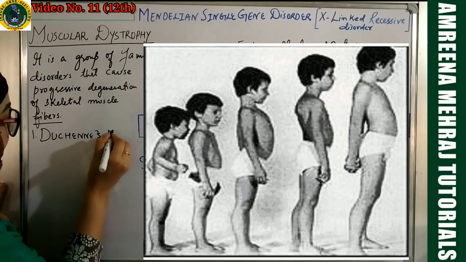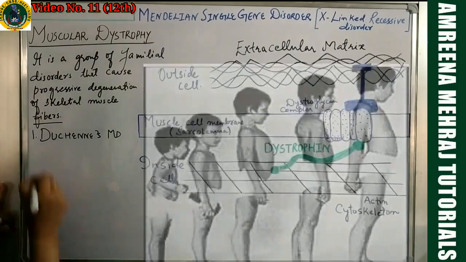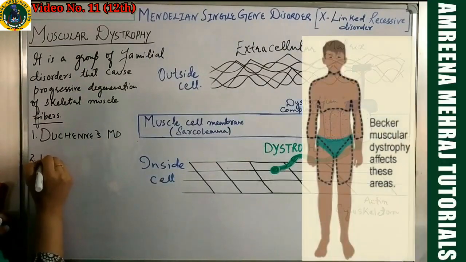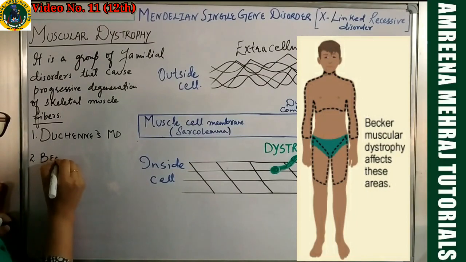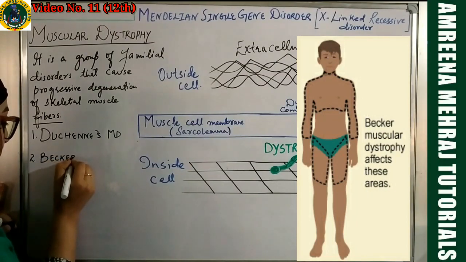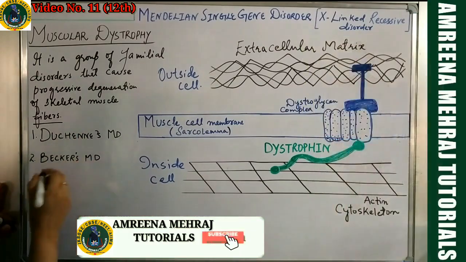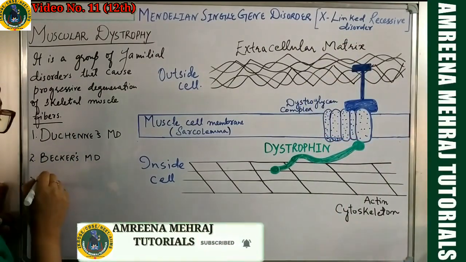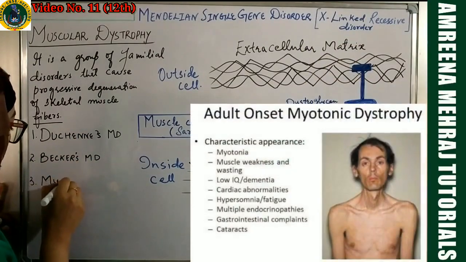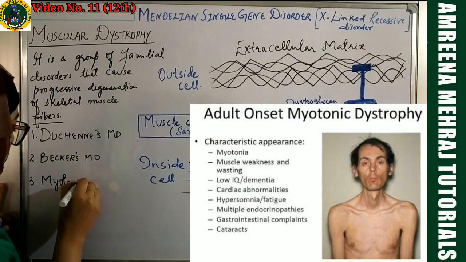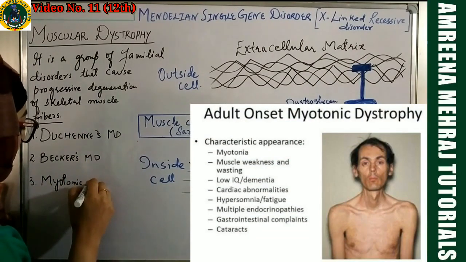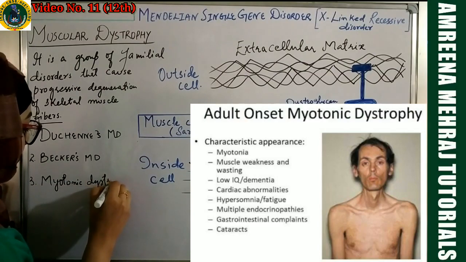I'll write down MD. MD stands for muscular dystrophy, okay? Number 2 is Becker's muscular dystrophy. That's also very important for you people. These 2 are important for you people. Third one is called the myotonic dystrophy. Very important as well. Myotonic dystrophy, okay?